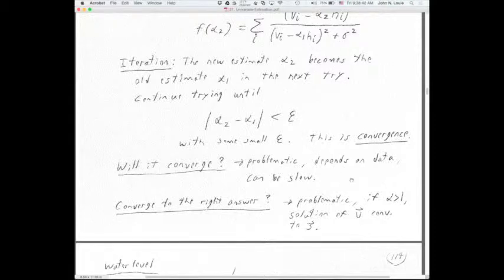Okay, and your immediate questions, I'm sure, are, will it converge? It's a very problematic question. I can't answer it. Depends on the data. It can be extremely slow. It may never converge. We're not even trying to get it to converge to zero difference. We're just trying to get it to converge to some epsilon, okay? Some epsilon that's less than 100%. And we don't know that yet.